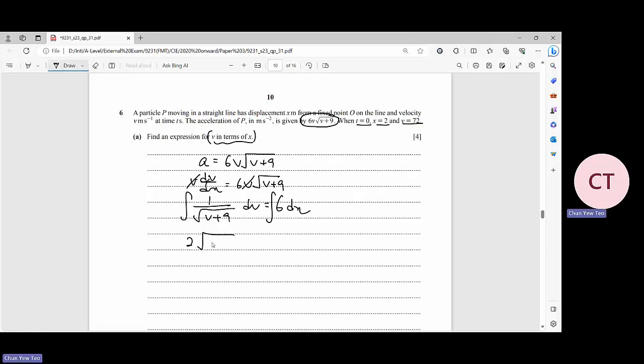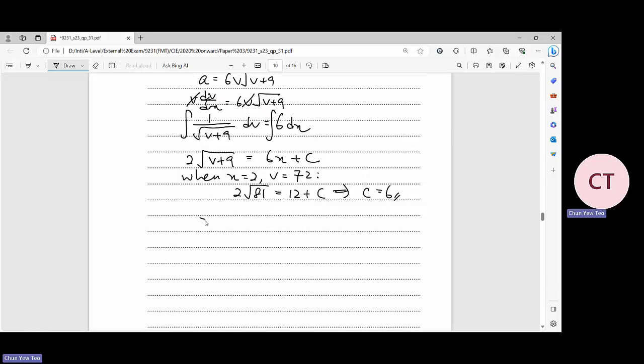Okay, so this one is quite straightforward. Then you have 6x plus c. Then make use of this information. Just need to use x and v. When x is 2, v is 72. When x is equal to 2, v is 72. So that means you have 81, 12. So your c will be 6. Okay. So now replace c equal to 6 inside these equations.